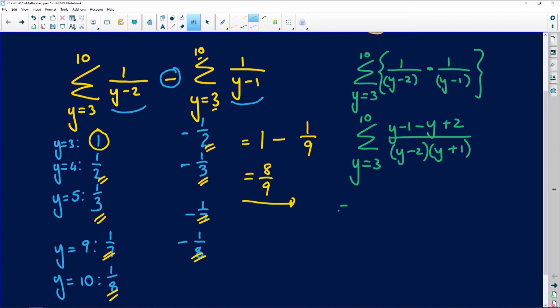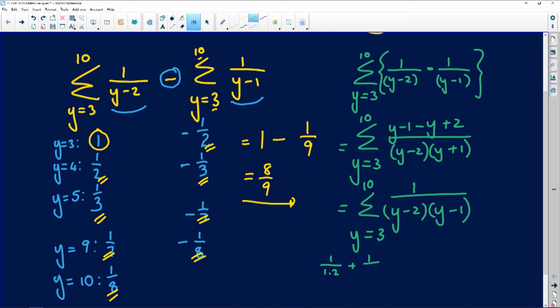You can see that simplifies completely to the sum from y equals 3. Y starts at 3, goes up to 10, of 1 divided by y minus 2 times y minus 1. Now, the same thing is going to happen here. You're going to have 1 times a half, or 1 times 2 at the denominator. So you're going to get a whole lot of 1 over 1 times 2, and then you must add it to 1 over 2 times 3 plus 1 over 3 times 4, and you go with this right up to the last term, which is 1 over 8 times 9.